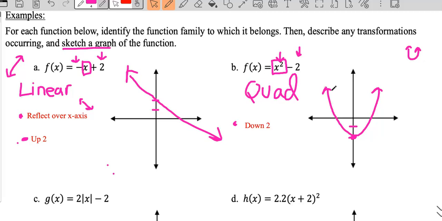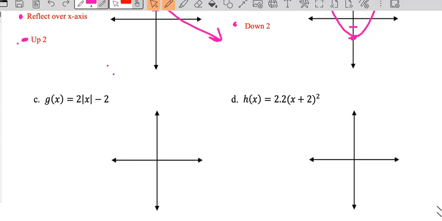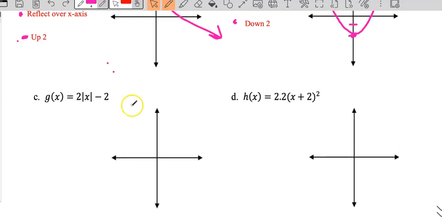Again, the rough sketch does not have to be perfect. I'm looking for: does it look like a U? Is it moved down? All right, the next two are getting a little harder.